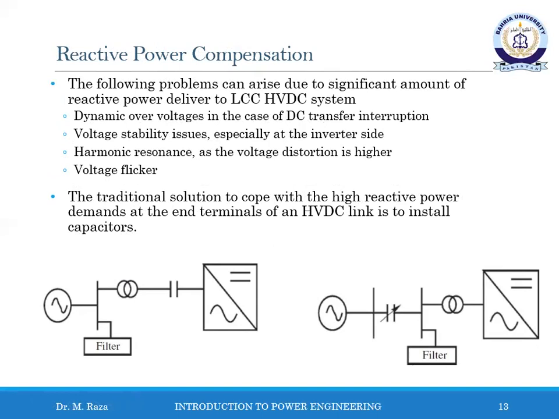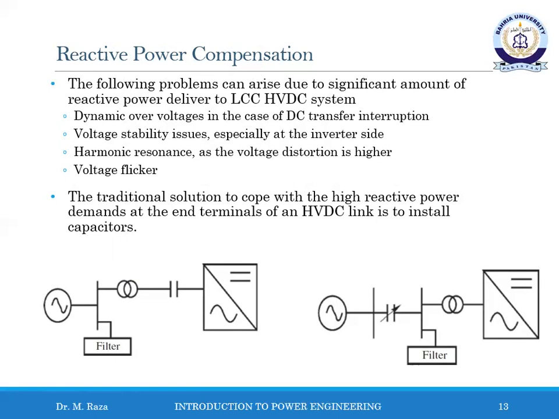Since the AC system has to deliver a significant amount of reactive power, this will have consequences when the system itself is weak. The following problems can arise: dynamic overvoltages in the case of DC transfer interrupt, voltage stability issues especially at the inverter side, harmonic resonance as the voltage distortion is higher, and voltage flicker.